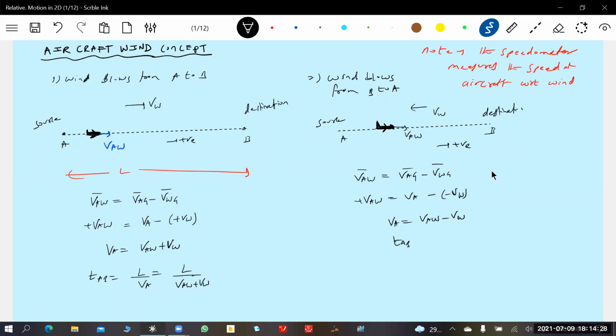Then in this case, what is the time taken? It will be L by... I think this is quite natural, no? Time taken by the plane to move from A to B.